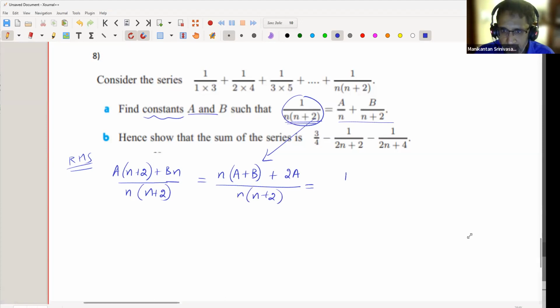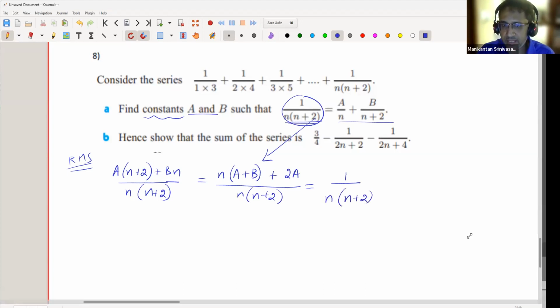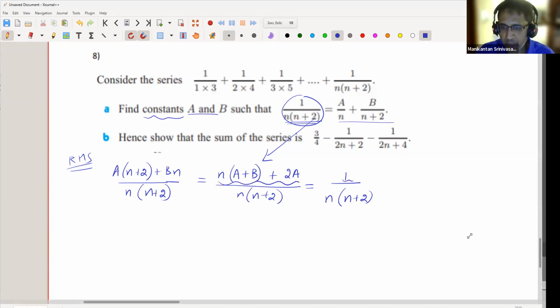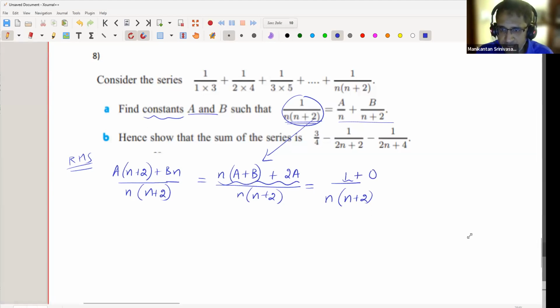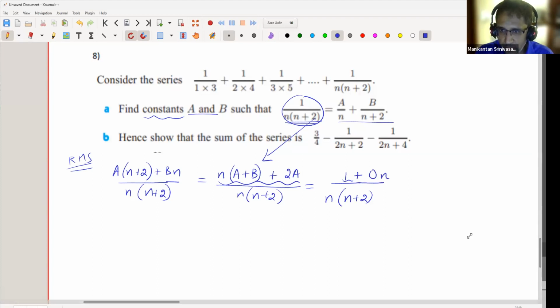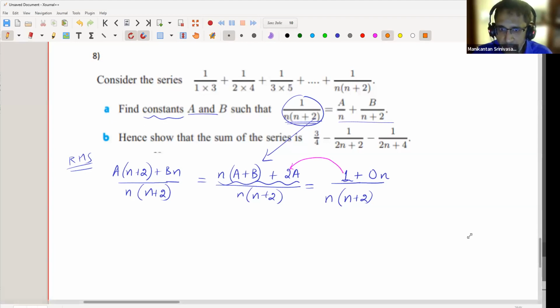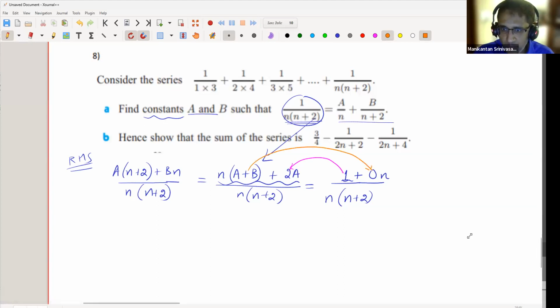LHS is 1 by n into n plus 2. The right hand side and the left hand side must match. This should match my 1, which means what? So think of the numerator as 1 plus 0 times n. It has no n term at all. It only has a constant, which is 1. So which means my 2a must match my 1 and my a plus b must match my 0.